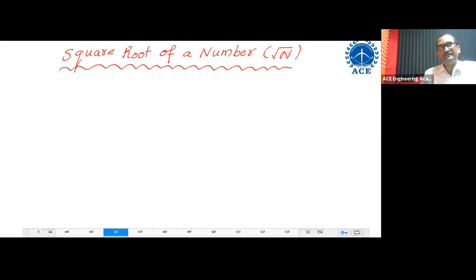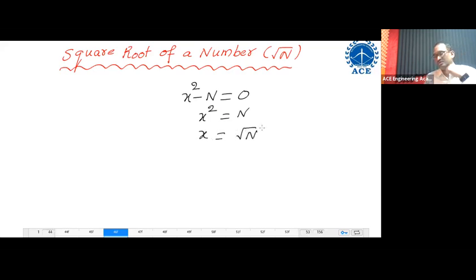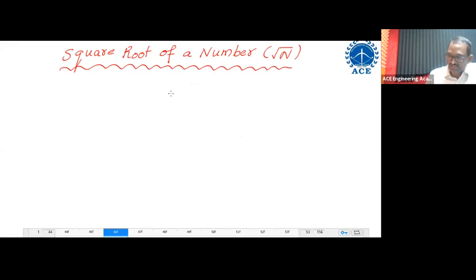How do you get root n? To get root n, you need to solve x square minus n is equal to 0. So x square is equal to n, so x is equal to root n. Therefore, to find the square root of a number, the corresponding algebraic equation is x square is equal to n, or x square minus n equal to 0.